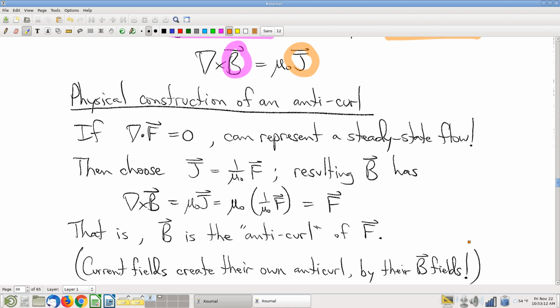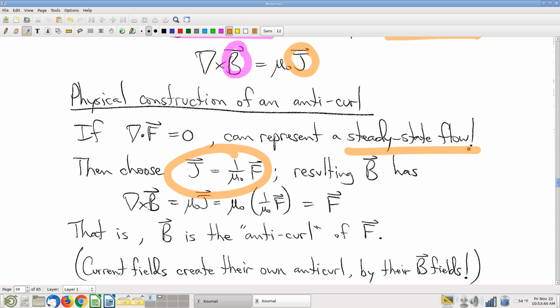Quick argument here. Let's think in terms of what happens if you have a current field. Now, I want to talk about steady state flows. By the way, the reality of how E&M works and all these rules about divergence and curl of electric and magnetic fields is actually a little more complicated than we're describing here. You have to make certain assumptions. Here we have to assume a steady state.